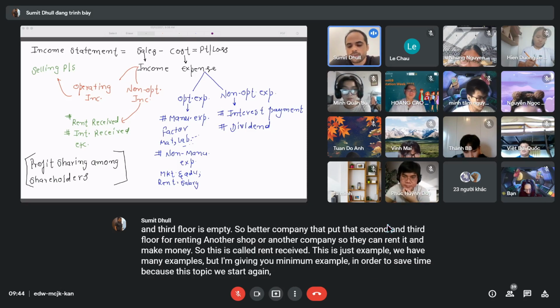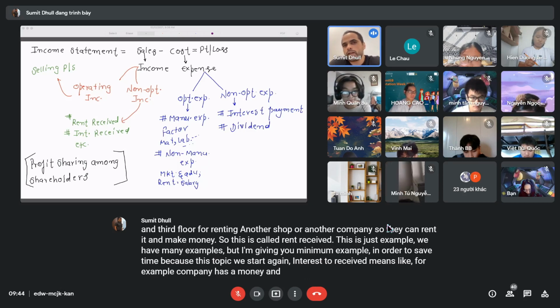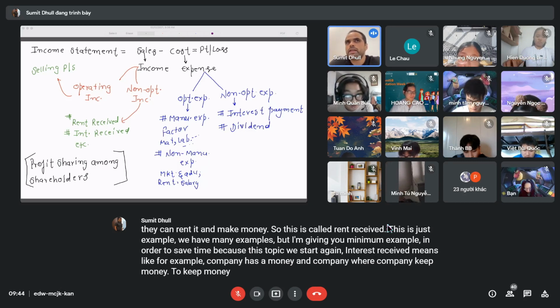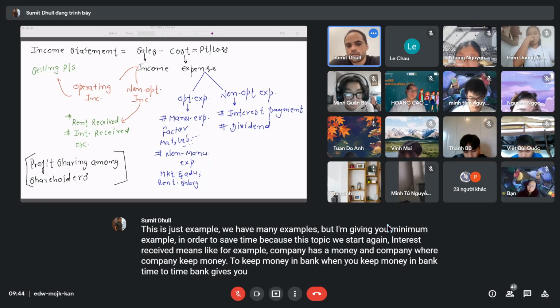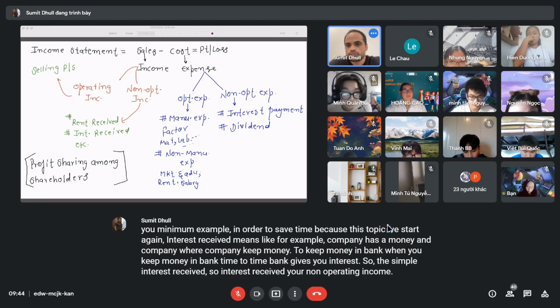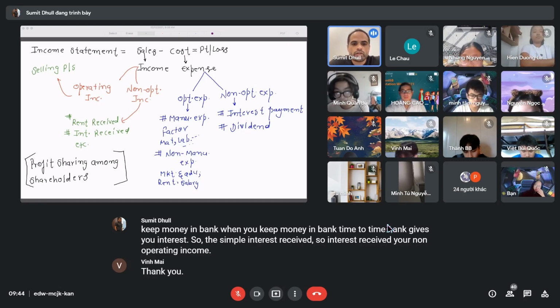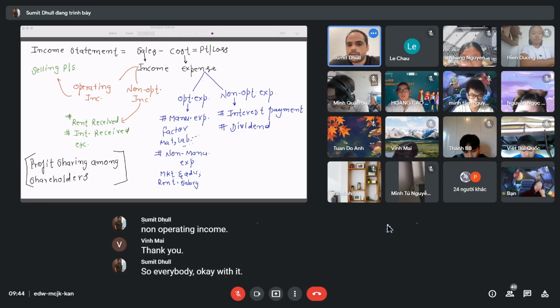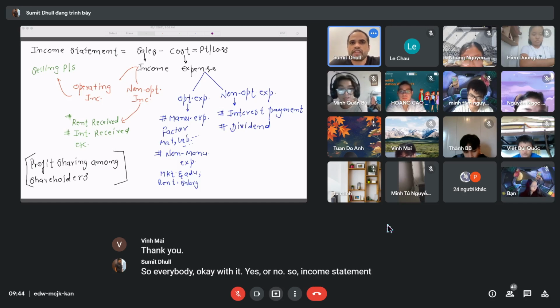Interest received means, for example, company has money, and company keeps money in bank. When you keep money in bank, time to time bank gives you interest. So this is called interest received. So interest received is your non-operating income. All right. Thank you. So everybody okay with it? Yes or no? So income statement is finished.